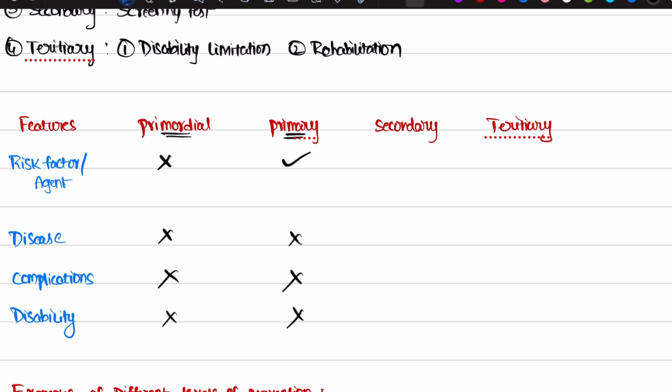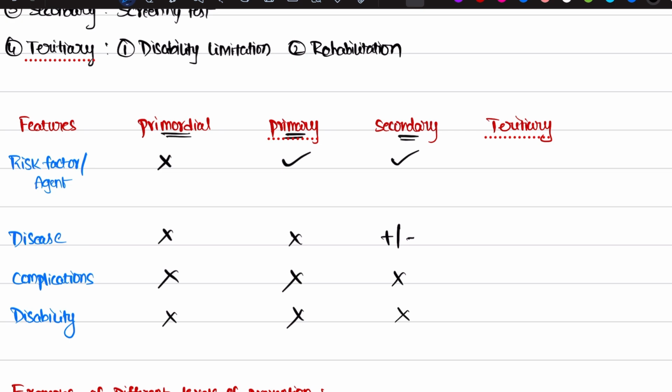But in secondary, screening test comes. See, here is the risk factor present or absent? Risk factor is absolutely present. Disease may be present or absent. Complications, if the disease is present, there may be complications, but if the disease is absent, no complications and no disability.